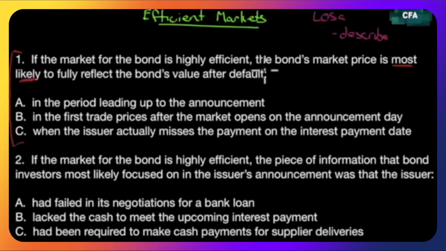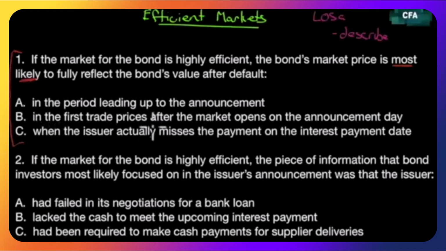If the market for the bond is highly efficient, the bond's market price is most likely to reflect the bond's value after default. A, in the period leading up to the announcement. Well, what did we know in the period leading up to the announcement? We knew that the company had to pay cash for deliveries, and their financial condition probably deteriorated, and they weren't going to make that payment, but hope was still alive. So no, because in the period leading up to the announcement, hope would still be priced in.